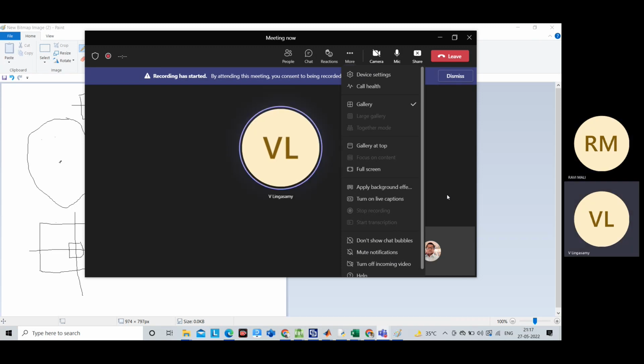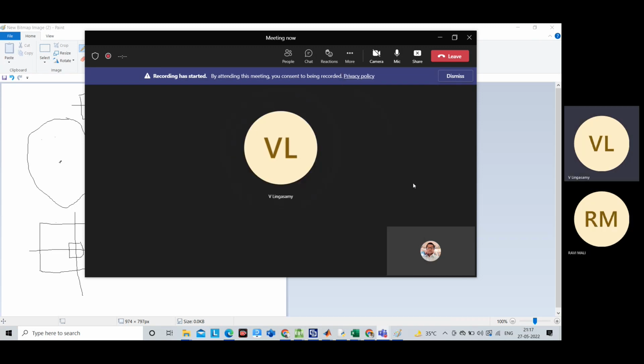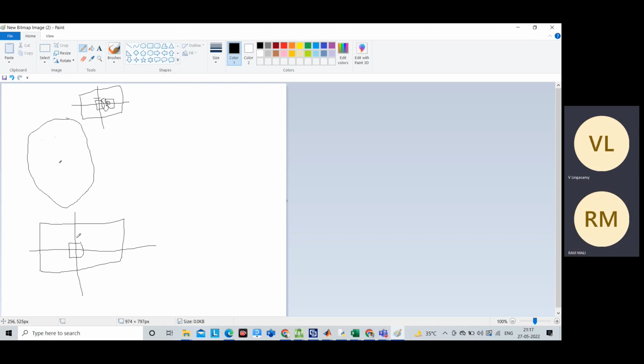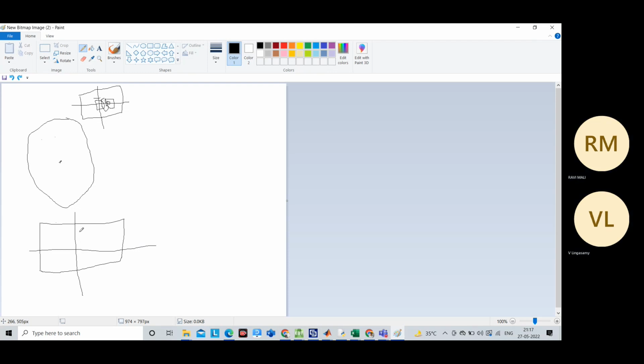Okay, usually some control will be there. You have to go to the first quadrant, and in that you have to start your element basically. Shall I share my screen?